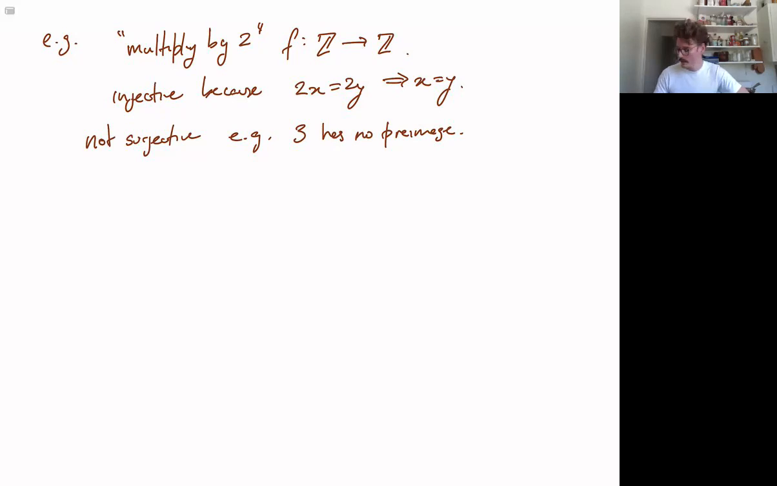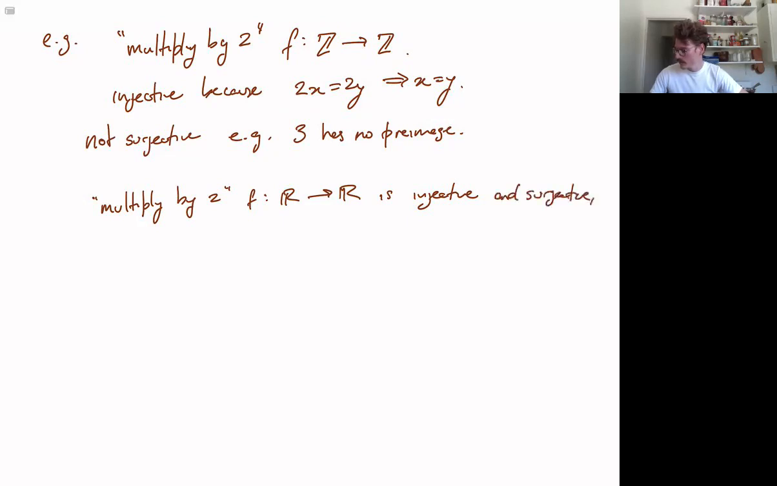On the other hand, if we think of this as a function from the real numbers to the real numbers, it is still injective for the same reason. But now every number can be divided by 2, and you'll still end up with a real number. So it is also surjective. Therefore, it is a bijection.